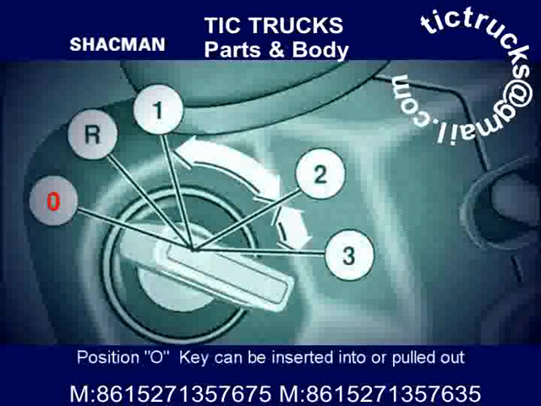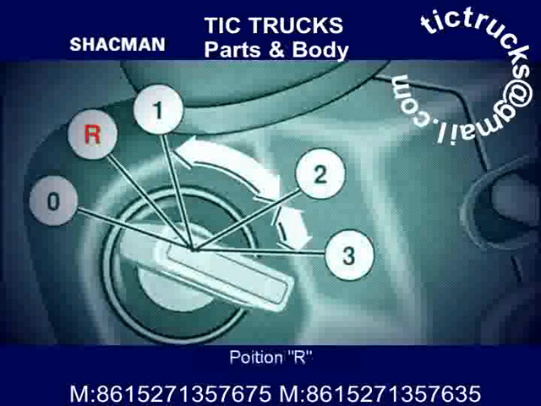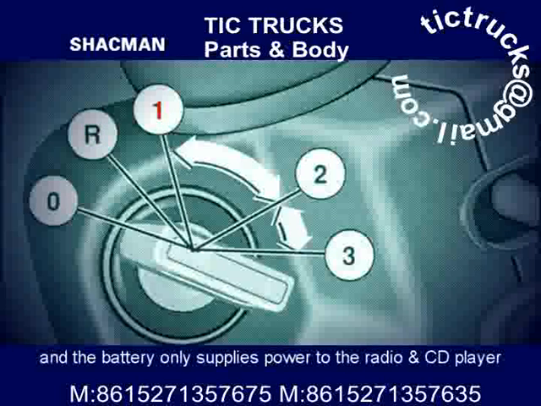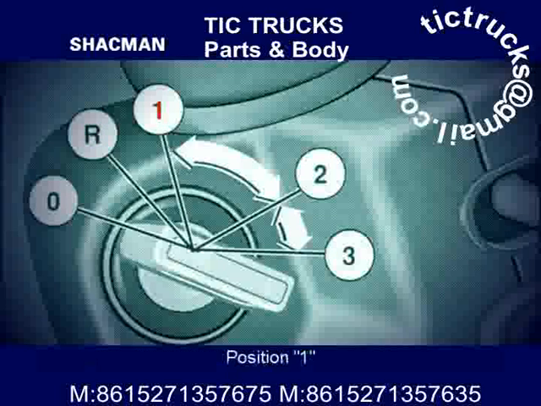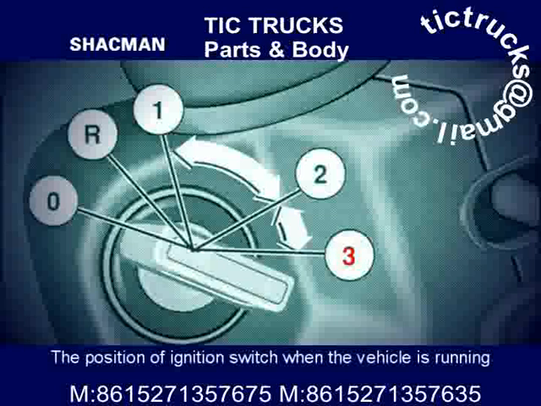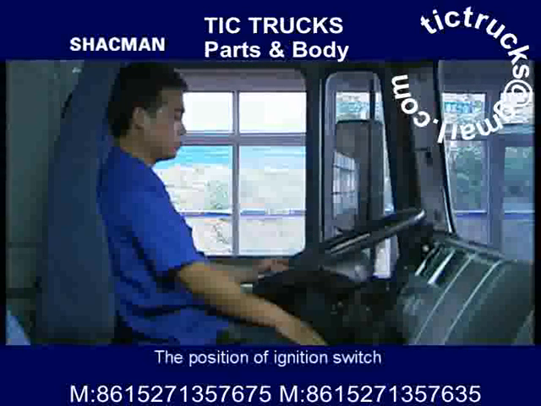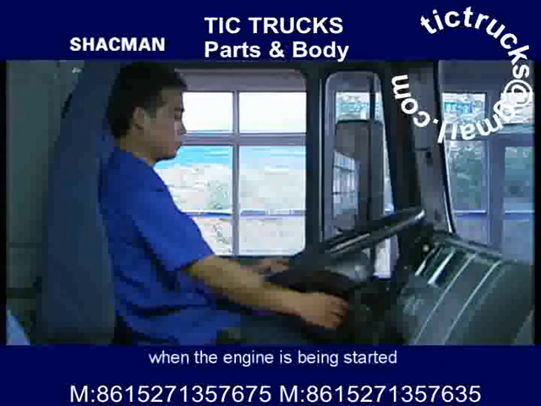Position 0. Key can be inserted into and pulled out, and the engine stops. Position R. The engine is turned off, and the battery only supplies power to the radio and CD player. Position 1. The ignition switch is turned on, and electrical devices are energized. Position 2. The position of ignition switch when the vehicle is running. Position 3. The position of ignition switch when the engine is being started.